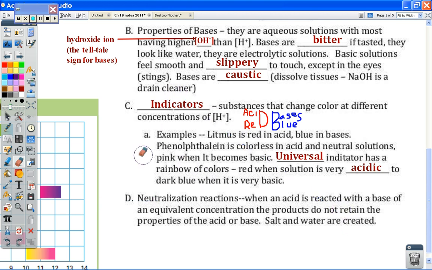Then we get to neutralization reactions. Neutralization reactions occur when an acid is reacted with a base of an equivalent concentration. The products do not retain the properties of an acid and a base. They make salt and water, and they cancel each other. Because they cancel each other, acid and base can pretty much be considered opposites because they eliminate each other's properties.